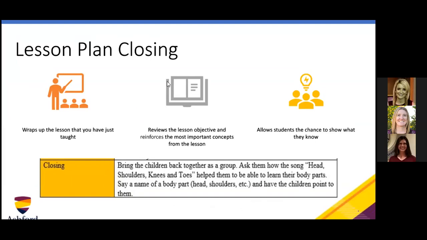So we can think of it as a way to come back together, have everybody come back to a whole group. Ask them how the song Head, Shoulders, Knees, and Toes helped them to learn about where their head, shoulders, knees, and toes are. To reinforce it, practice the skill with the kids again. But we want to provide a way to bring a sense of closure and ending to that lesson before we would move on to the next.